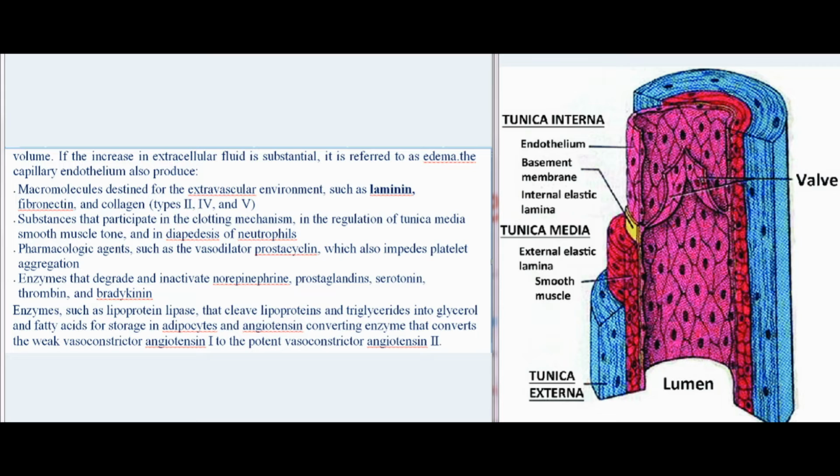Pharmacologic agents, such as the vasodilator prostacyclin, which also impedes platelet aggregation, enzymes that degrade and inactivate norepinephrine, prostaglandins, serotonin, thrombin, and bradykinin, enzymes, such as lipoprotein lipase, that cleave lipoproteins and triglycerides into glycerol and fatty acids for storage in adipocytes, and angiotensin converting enzyme that converts the weak vasoconstrictor angiotensin I to the potent vasoconstrictor angiotensin II.